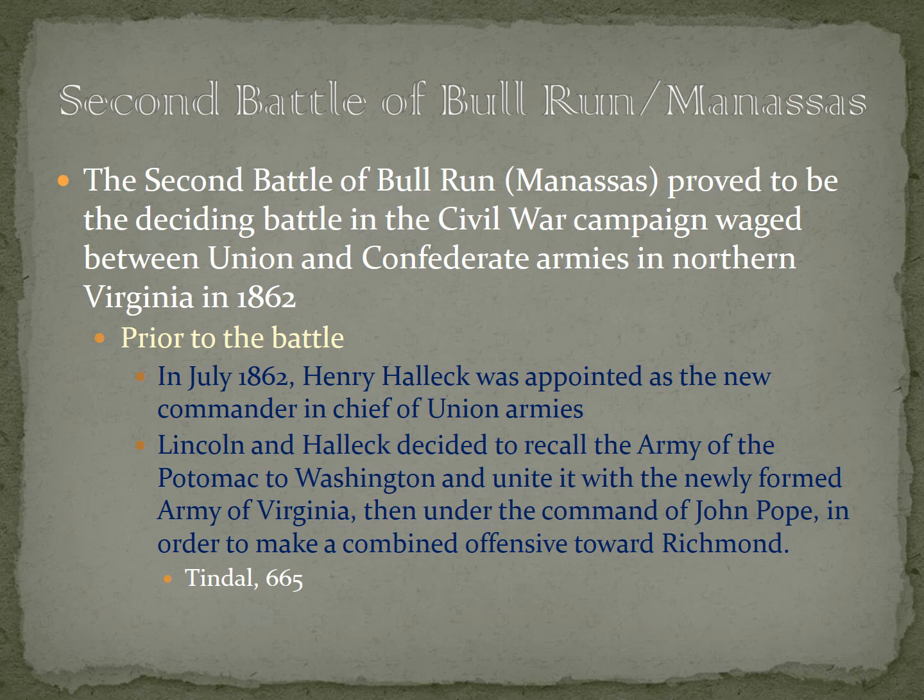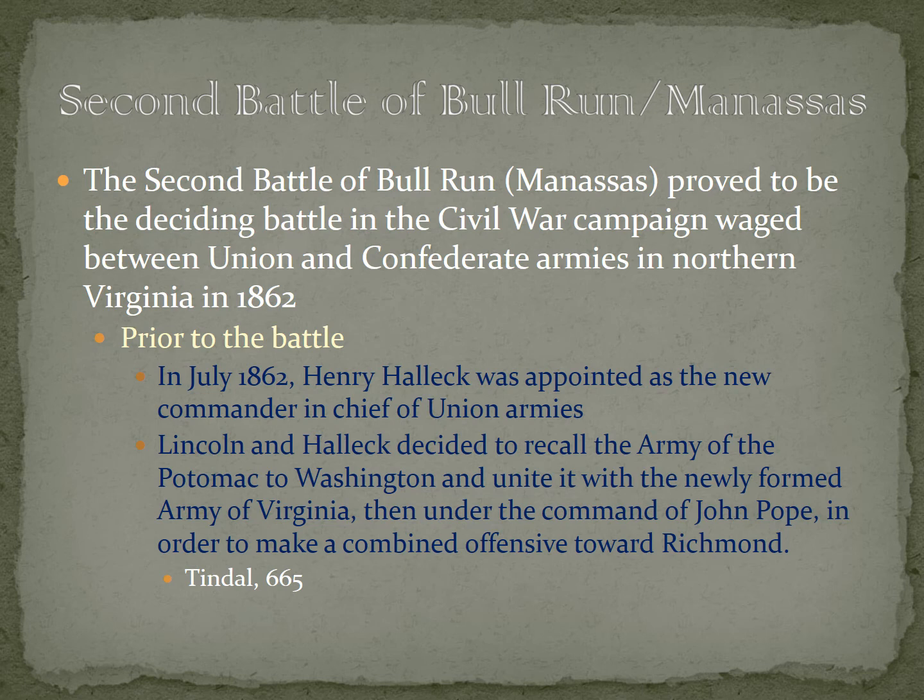And in the end, the Second Battle of Bull Run is going to be a Confederate victory, just as the first was. And what's interesting is that it's unclear who's to really blame for this. Is it John Pope's fault? Is it Henry Halleck's fault? Is it McClellan's fault? Whose fault is it?